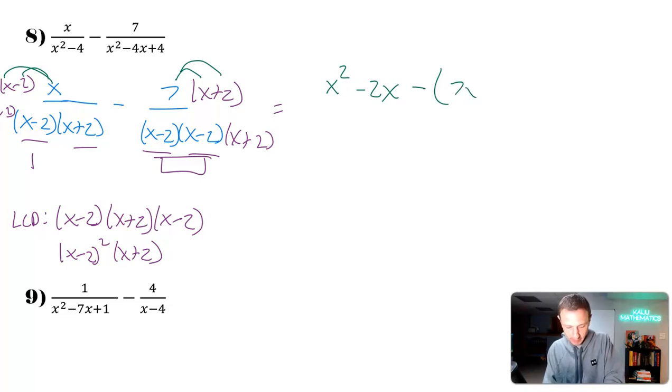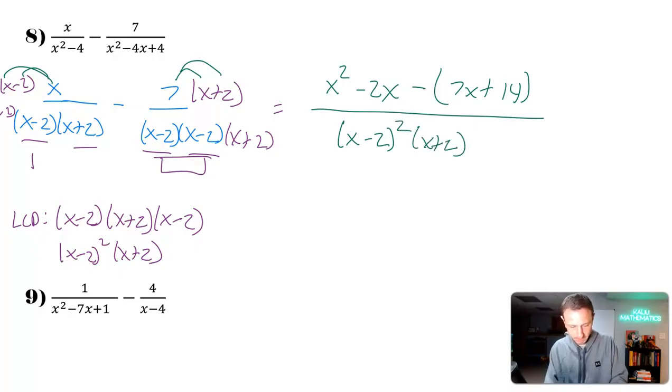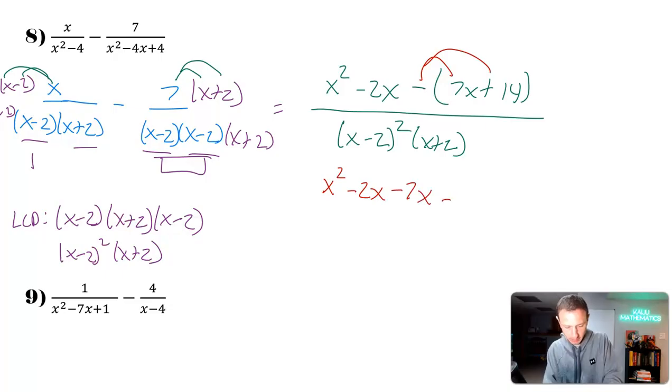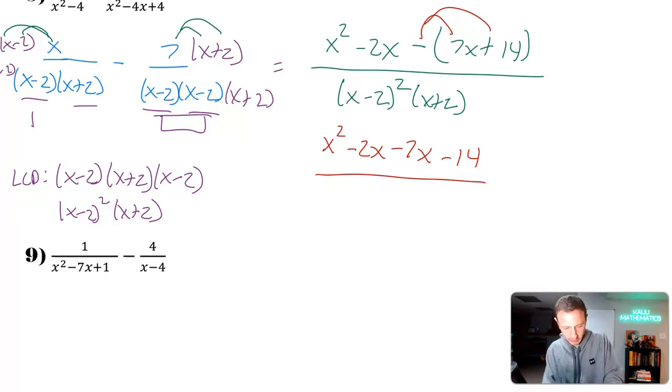So 7 times x is 7x. 7 times 2 is 14. All over the denominator of that massive LCD. So x minus 2 squared times x plus 2. Distribute the minus, so x squared minus 2x minus 7x minus 14 all over LCD.